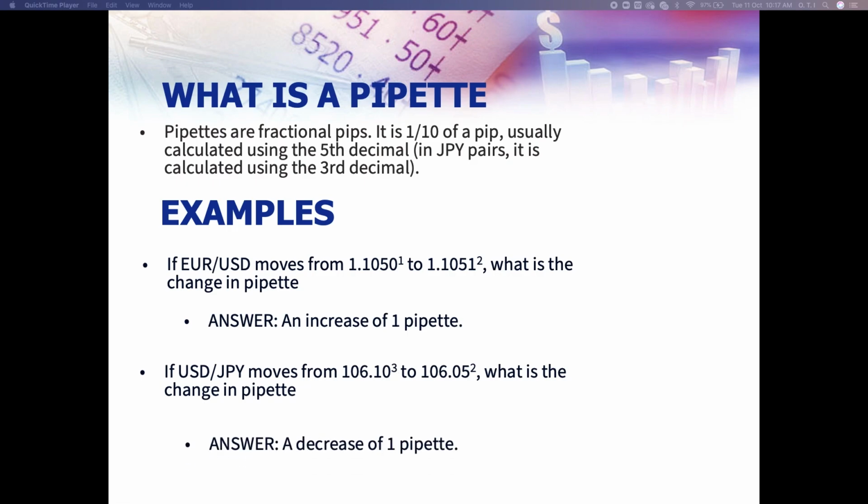Now the change is what? A decrease of 1 pipette, because you had 3 here and then changed to 2. So the change is a decrease of 1 pipette. Guys, I hope you are getting this clearly, right?